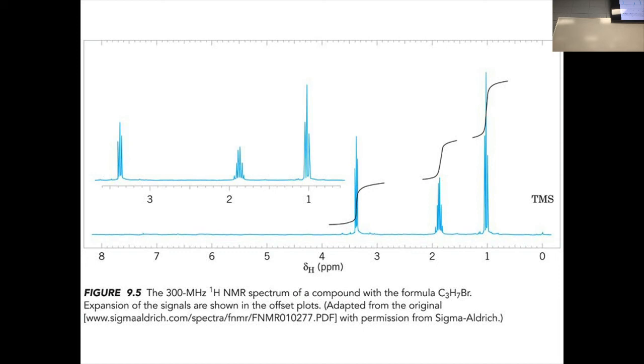Double. 3 is B. Oh, triple. Right. Okay. And then B. So you put together what we would call a structural fragment. You know that it's going to be a carbon with 2 hydrogens.